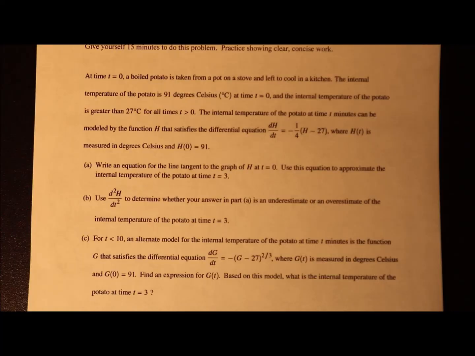C, for t less than 10, an alternate model for the internal temperature of the potato at time t minutes is the function g that satisfies the differential equation dg dt equals negative the quantity g minus 27 raised to the 2/3, where g of t is measured in degrees Celsius and g of 0 equals 91. Find an expression for g of t. Based on this model, what is the internal temperature of the potato at time t equals 3?